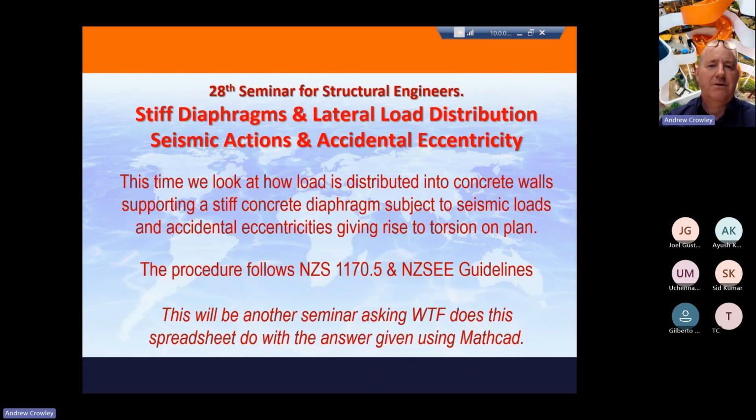So in this case, we're looking at concrete walls and how we distribute loads within those concrete walls. And these walls are supporting a stiff concrete diaphragm, and it's subject to seismic loads. And these seismic loads will give torsion on plan due to accidental eccentricity. And today we're going to be following the procedures laid out in the New Zealand Standard 1170 Part 5, as well as the New Zealand Society for Earthquake Engineering, a good set of guidelines they give. We'll also be looking briefly at the Redco spreadsheet and wondering all about what that thing does.